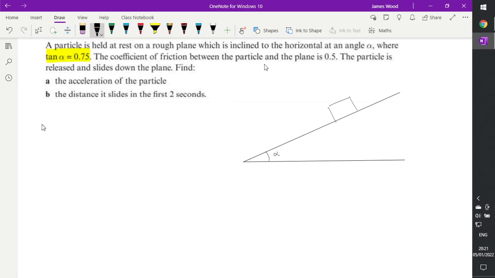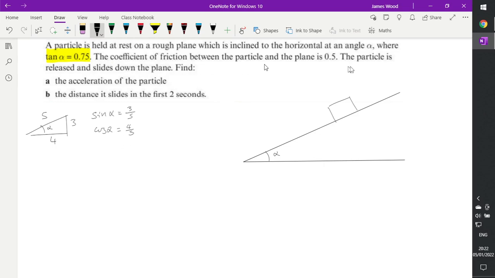We've done this before when we did inclined planes in chapter 5. Tan alpha is 3/4. So that means that opposite over adjacent is 3/4. So the opposite is 3, and the adjacent is 4. Using Pythagoras, that means that the hypotenuse is 5. It then means that sine alpha, which is opposite over hypotenuse, is 3/5. And cos alpha is 4/5, adjacent over hypotenuse. And these values are much more accurate to then use.